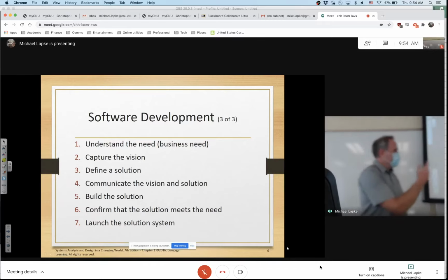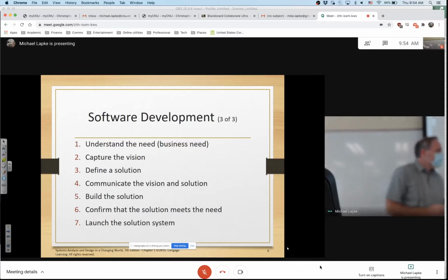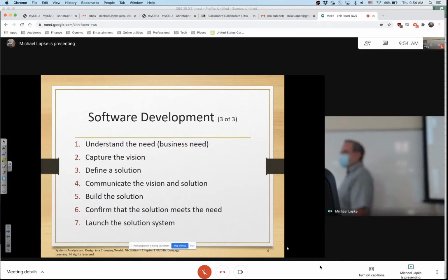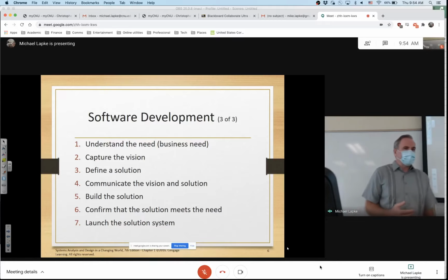So anyway, moving on. Number 6. Confirm that the solution meets the need. So this is where you're doing testing and you're checking to make sure that you actually solve the problem correctly. And then finally, you launch the solution system.